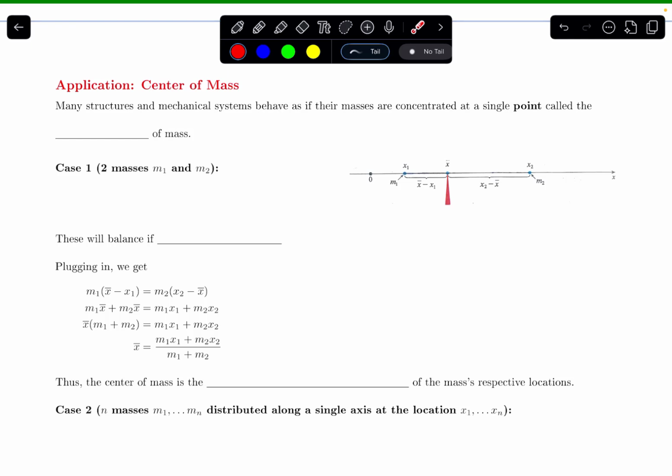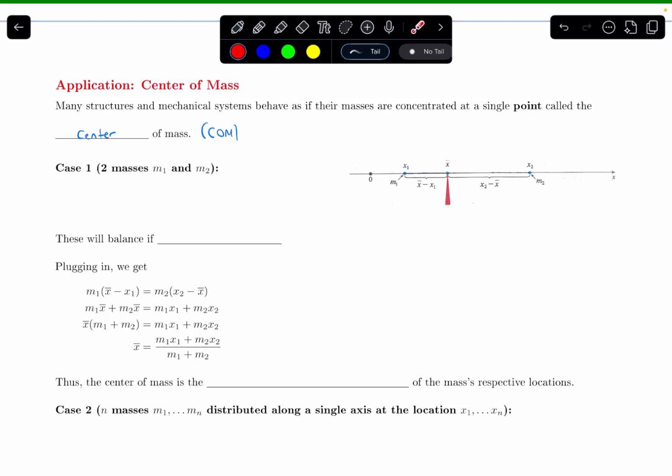In this video, we are going to talk about an application of line integrals to find the center of mass. Many structures in mechanical systems behave as if their masses are concentrated at a single point that is called the center of mass. So when we're doing calculations involving a system of objects, it can be helpful to find the center of mass. I'm going to abbreviate that COM.